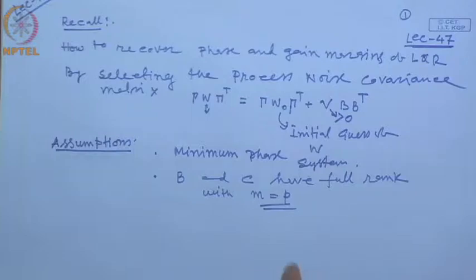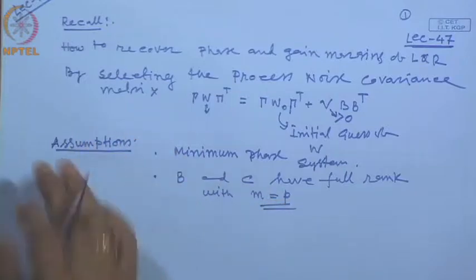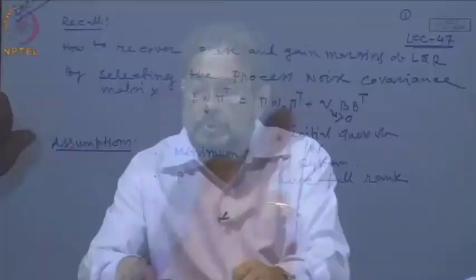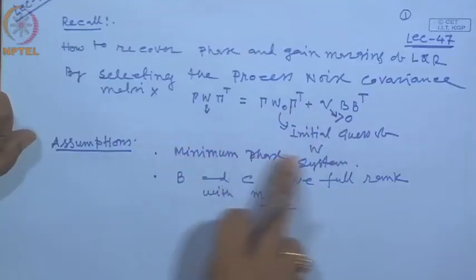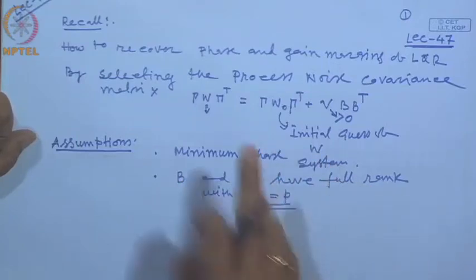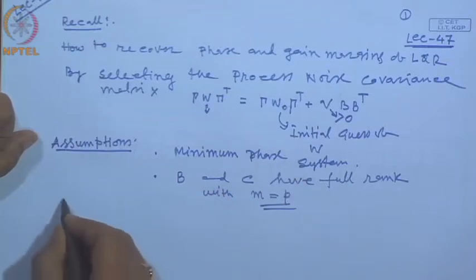Using the matrix identities that we derived last class, which we are briefly summarizing here, two identities were used, and we derived that the linear quadratic Gaussian loop transfer function is the same as the linear quadratic regulator loop transfer function. We used the fact that the process noise covariance is split into two parts, and we made the assumption that the system is minimum phase and B and C have full rank with m.